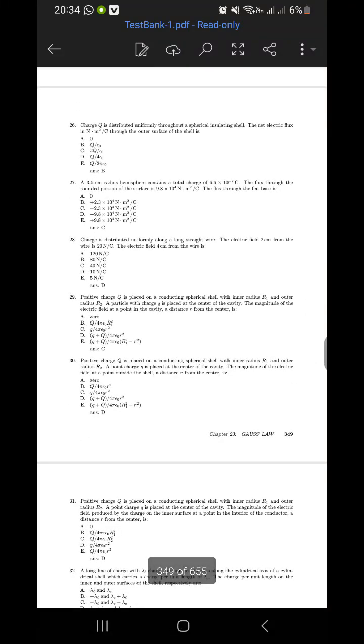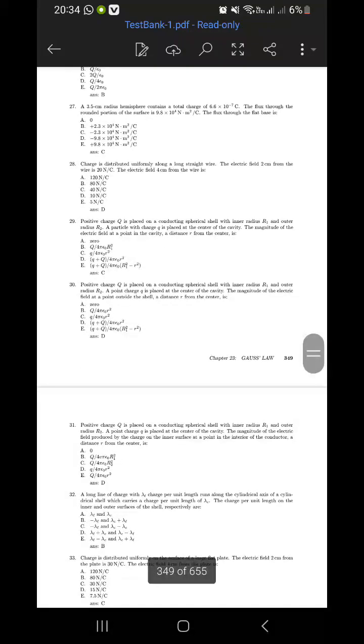Positive charge q is placed on a conducting spherical shell with inner radius r1 and outer radius r2. A particle with charge q is placed at the center of the cavity. The magnitude of the electric field at a point in the cavity, a distance r from the center, is what? C. It's q over 4 pi epsilon-naught r squared.